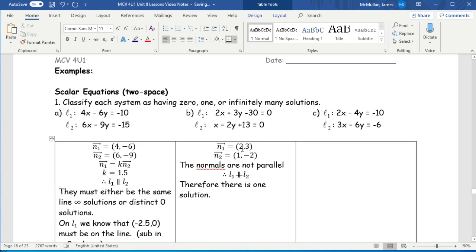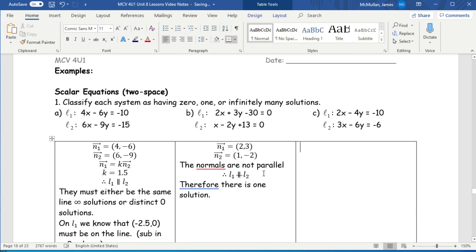Now, it doesn't actually ask us to find the solution, so we're not going to. You could find the solution. What you would do is isolate x in equation 2, sub that into equation 1, and then solve for y. But here we're only trying to classify, so we know there's one solution if the normals are not parallel.